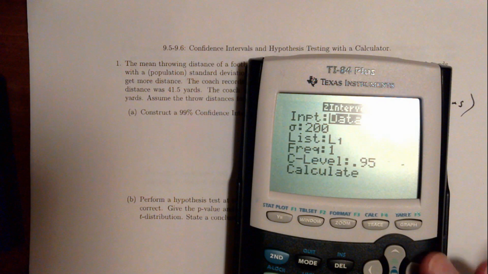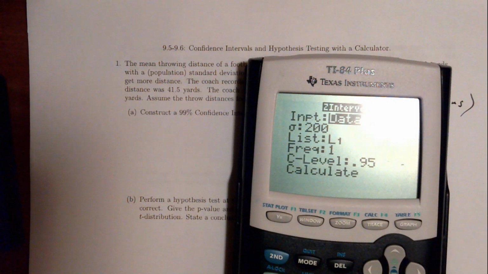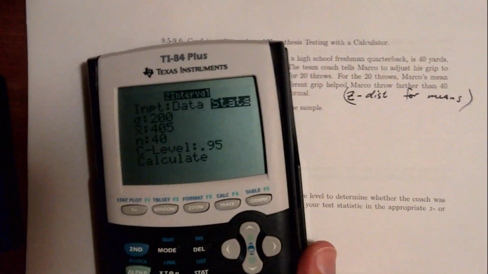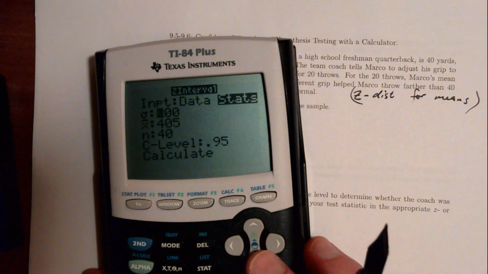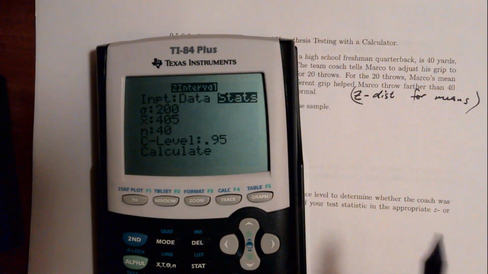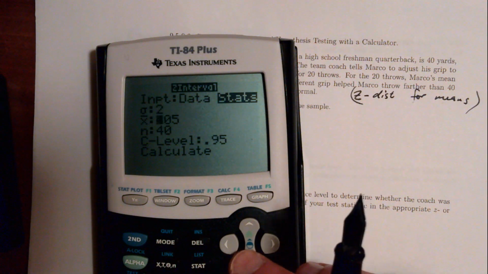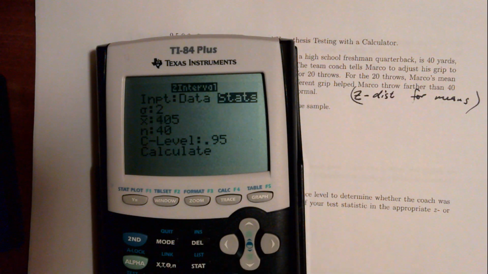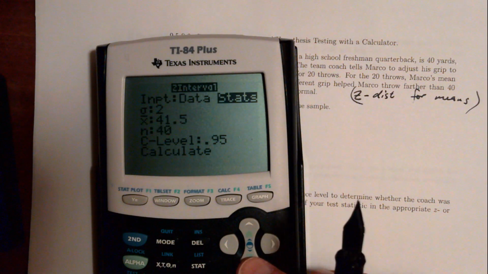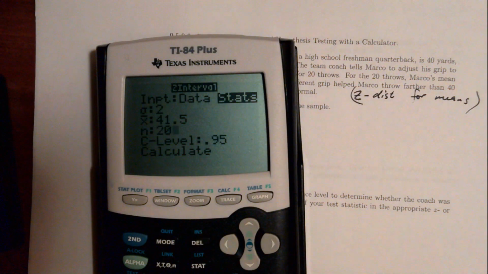Now we have a choice of data or stats. They haven't given us the numbers of the 20 individual throws here, so we switch it to stats. So that means we are given now an opportunity to fill in the specific ingredients for each situation. So here, it's just going to be a standard deviation of 2, it looks like. Looks like our new mean is 41.5. The sample size is 20.